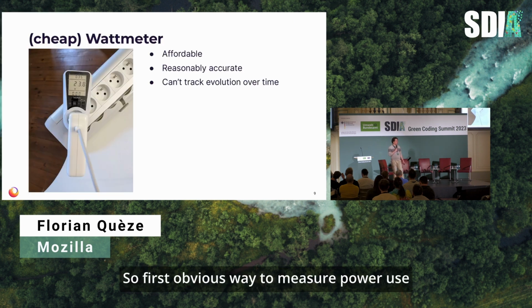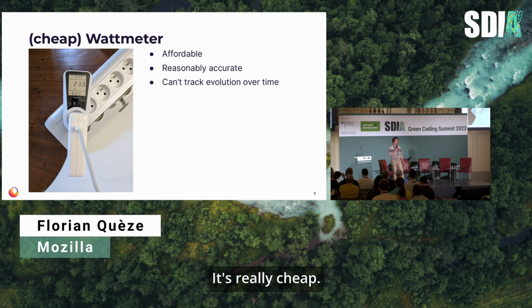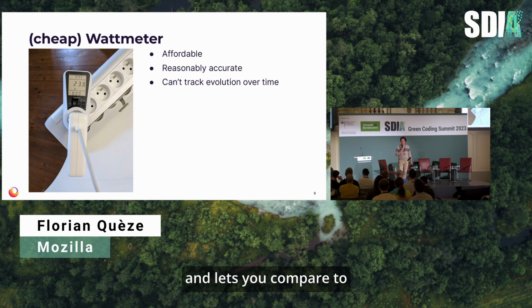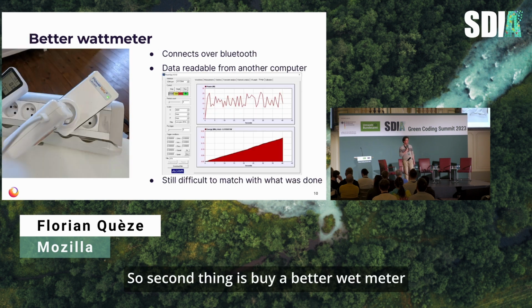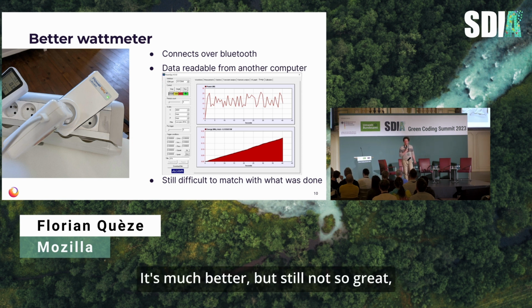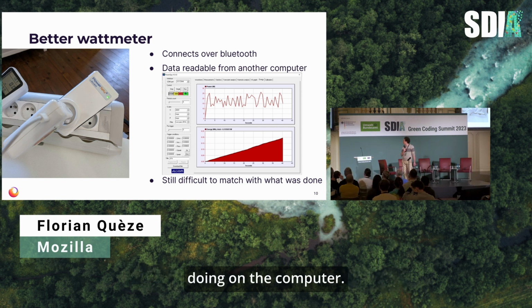So the first obvious way to measure the power use of a computer is to get a wattmeter. It's really cheap. It gives accurate numbers. It gives you a sense of how much power you're talking about and lets you compare to your fridge or other things in your house. It's not really useful for our use case because you can't track evolution over time. So the second thing is to buy a better wattmeter that actually records the data and can export the data to a computer. It's much better, but still not so great because you can't really match the power use with what you are doing on the computer.